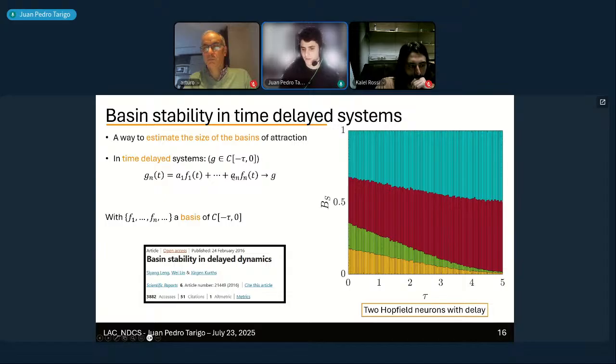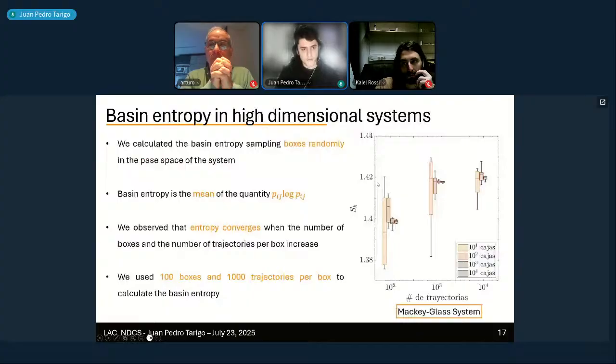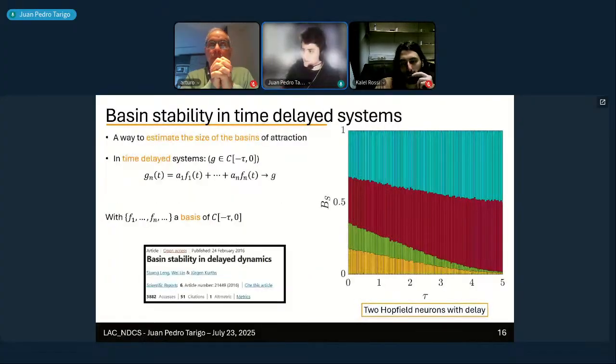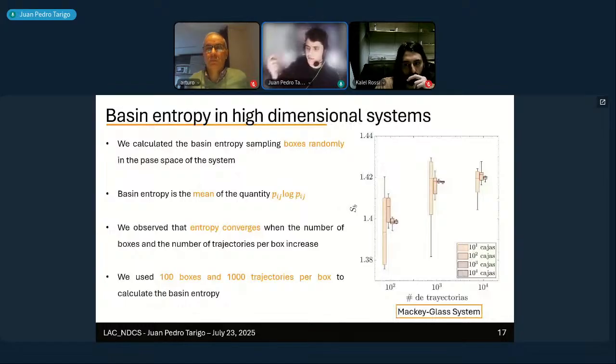And in that space you can compute the basin stability, and they show in a Hopfield neuron model with time delay that it has 4 stable solutions, and 2 of them die out when you increase the delay parameter. So we can use this in the Mackey-Glass model and use this to compute basin entropy also, because in the original paper they divide the phase space in uniform boxes, but we do not have to do that.